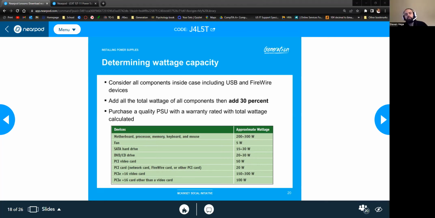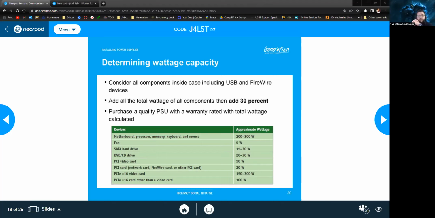Okay, but the concept here is that for CompTIA, they want you to add 30% to the minimum that you need for your system to run. You want to give yourself a buffer for upgrades, for just adding components. You want to give yourself that flexibility.